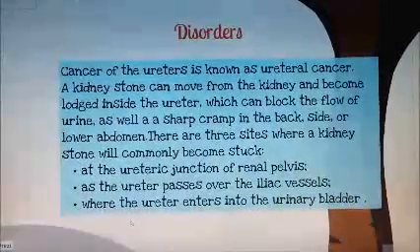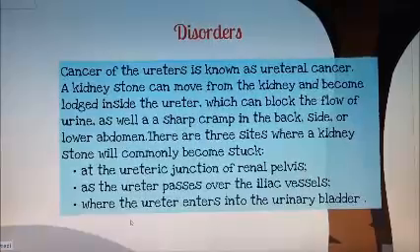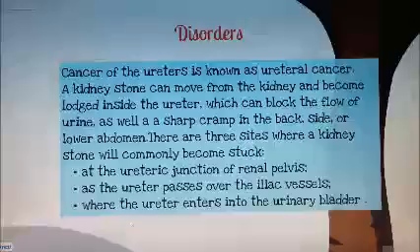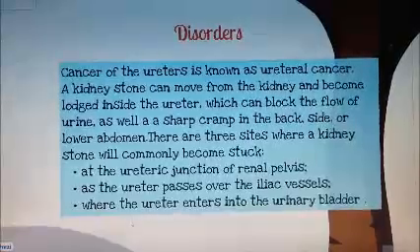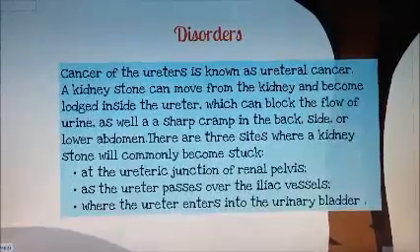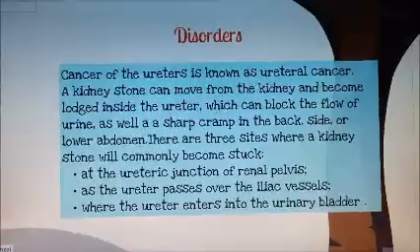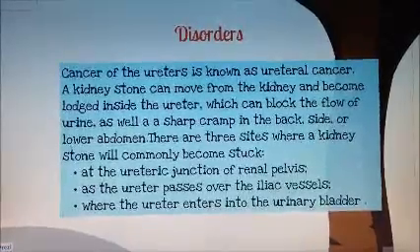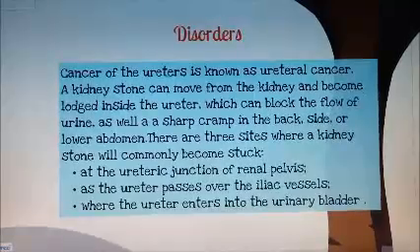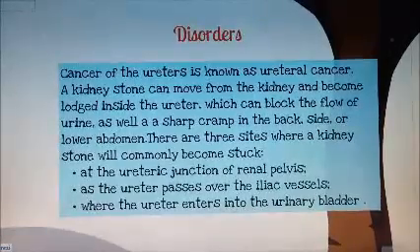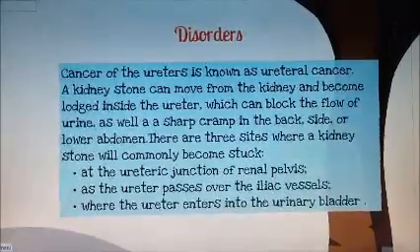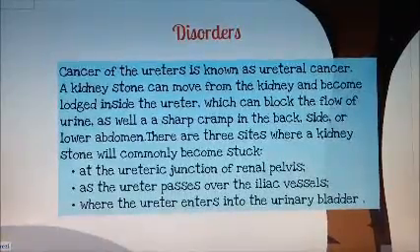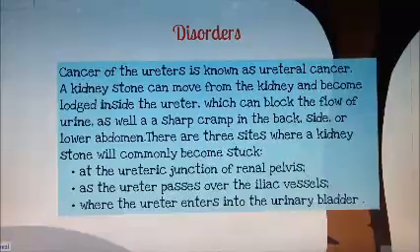Disorders. Cancer of the ureters is known as ureteral cancer. A kidney stone can move from the kidney and become lodged inside the ureter, which can block the flow of urine, as well as cause a sharp cramp in the back side of the lower abdomen. There are 3 sites where a kidney stone will commonly become stuck: at the ureteropelvic junction of the renal pelvis, as the ureter passes over the iliac vessels, and where the ureter enters into the urinary bladder.